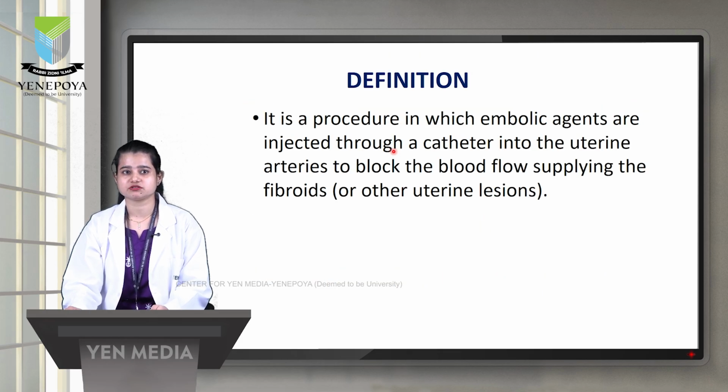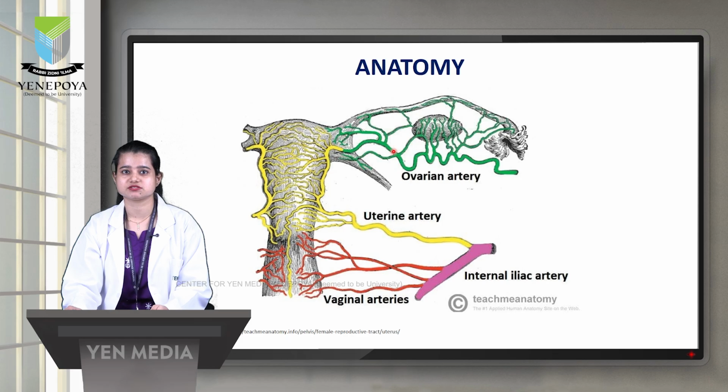Coming to the definition, uterine artery embolization is a therapeutic radiological procedure where we induce embolic agents through a catheter into the uterine arteries. This is done to block the blood flow supplying the fibroids or other uterine lesions.